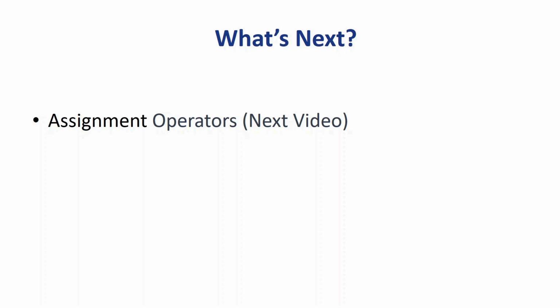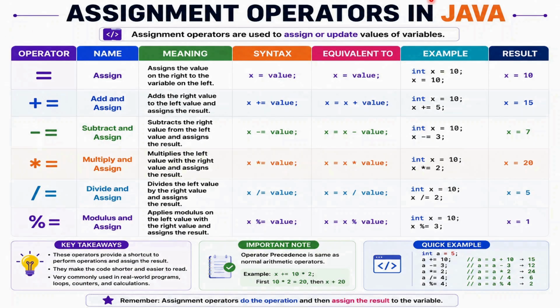So next we are going to see assignment operators. What are assignment operators in Java? Assignment operators are used to assign or update values of variables. So what are the different types of assignment operators in Java? Equal to, plus equal to, minus equal to, multiplication equal to, division equal to, modulus equal to.